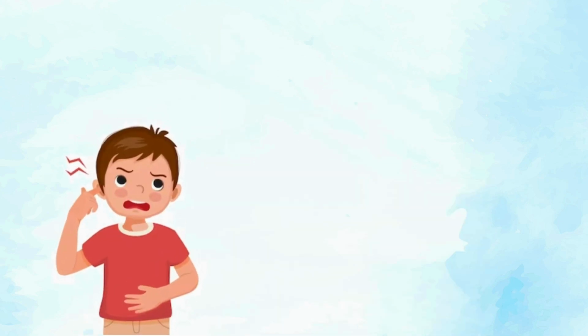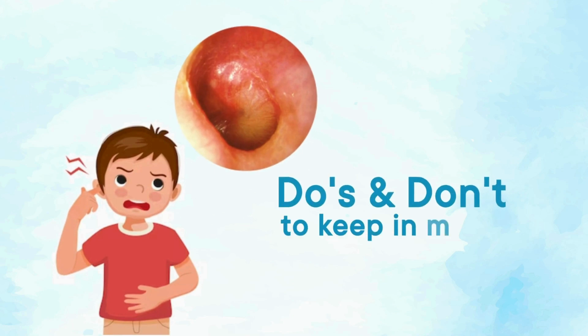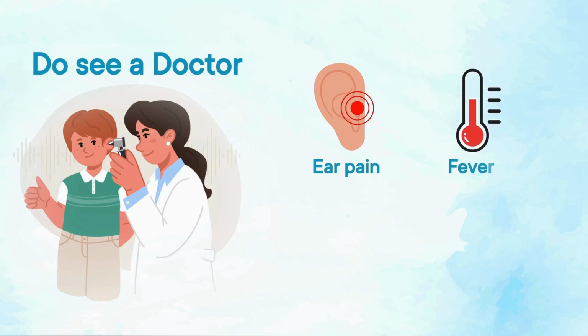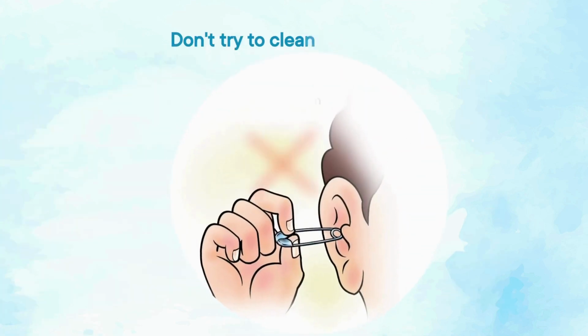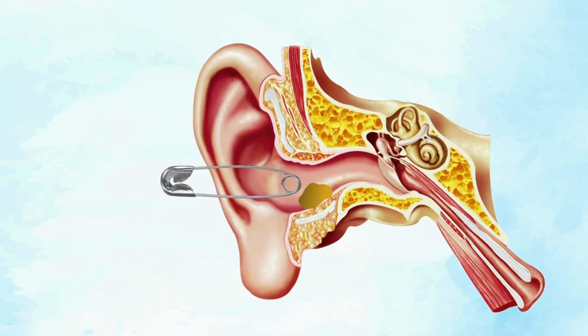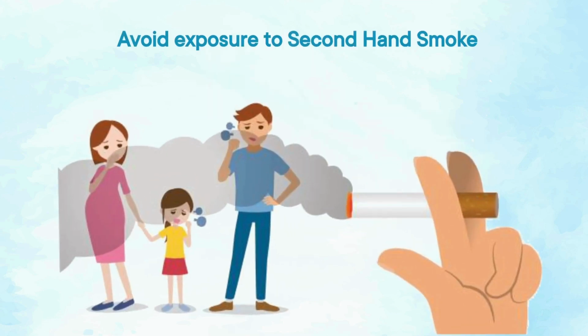If you or your child does develop otitis media or ear infection, there are some do's and don'ts to keep in mind. Do see a doctor if you or your child has symptoms like ear pain, fever, trouble hearing, or trouble sleeping. Don't try to clean the ear with other objects, as this can push wax or bacteria further into the ear. Avoid exposure to second-hand smoke.